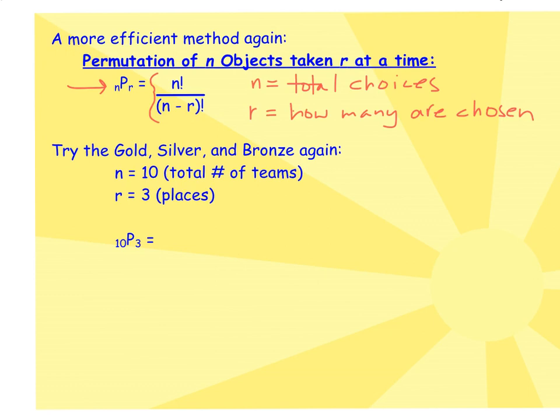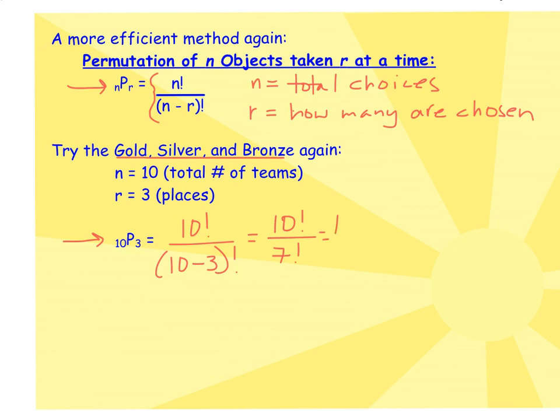So let's rethink that gold, silver, and bronze again. Remember, there are 10 total teams to pick from, but the medals only take 3 places out of all 10. Therefore, the permutation formula, which will give us the same result when we wrote it out one at a time, would be 10 factorial divided by 10 minus 3 factorial. And 10 minus 3 is 7. So that means we're dividing out all the placeholders beyond that bronze medal position.